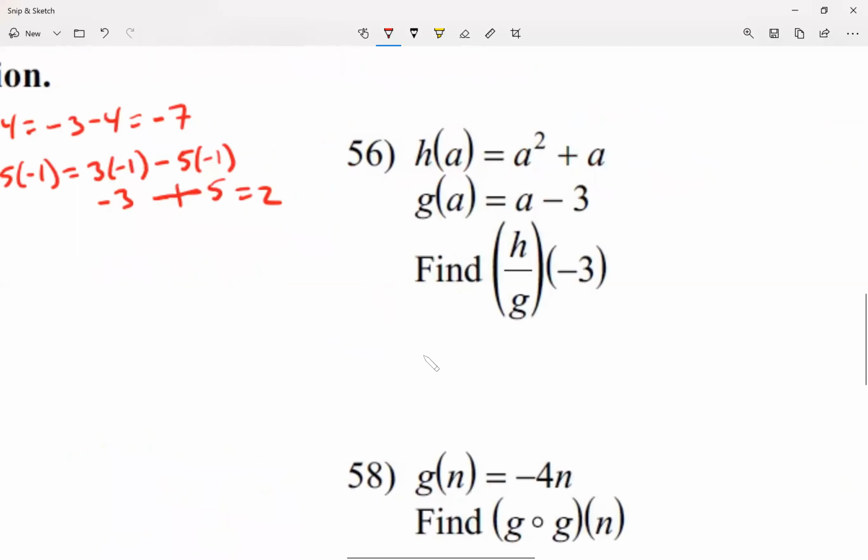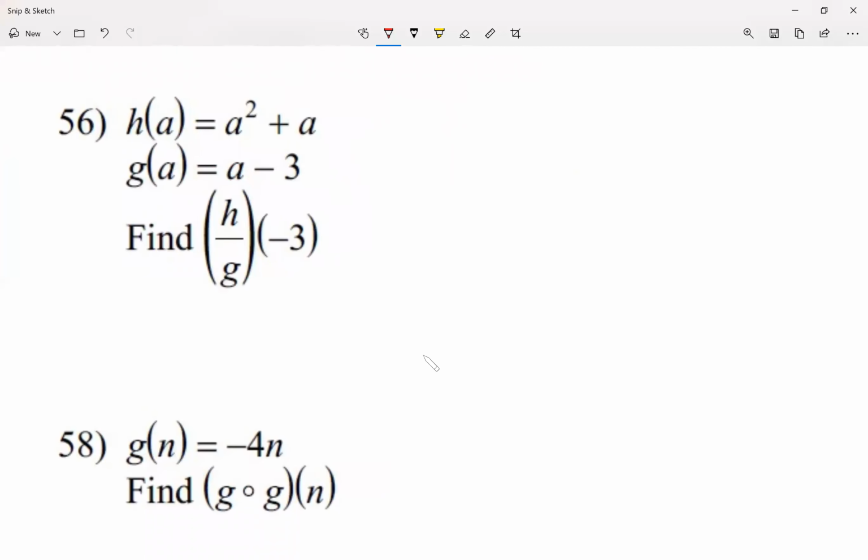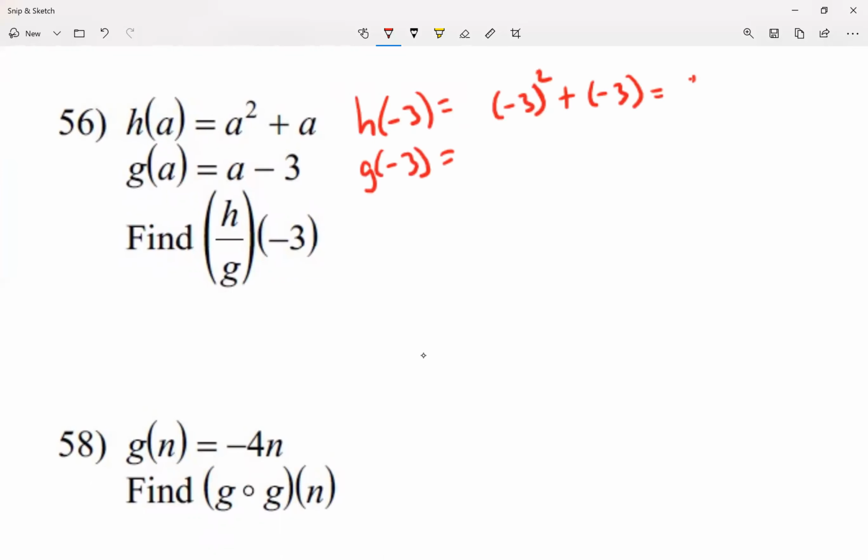Let's take a look at number 56. Let me find out what's h of -3 and also what's g of -3. Let me find out what's each of them, because I have to do h divided by g of -3. So -3, h of -3, that is what? -3 squared plus a -3. So that is basically 9 plus a -3, better known as 6.